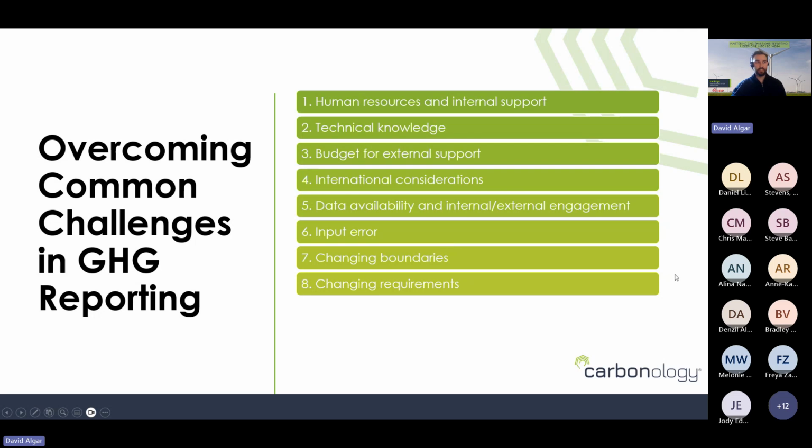Changing requirements. This is a tricky one. There's so many abbreviations out there. I can't remember what half of them stand for, let alone what the detailed requirements are for some of them. But I think the way you can overcome this is make sure you've got time in the diary to identify what the requirements are. What do they call it? Alphabet soup, all these acronyms and stuff.